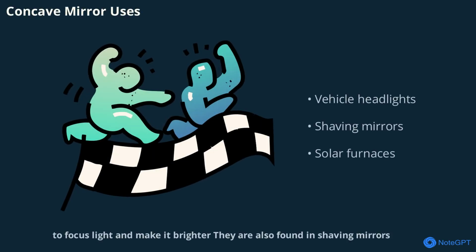Concave mirrors are used in vehicle headlights to focus light and make it brighter. They are also found in shaving mirrors, where they magnify the image for a clearer view. Solar furnaces use concave mirrors to concentrate sunlight and generate heat. These practical uses show how the shape of a mirror can influence its function.